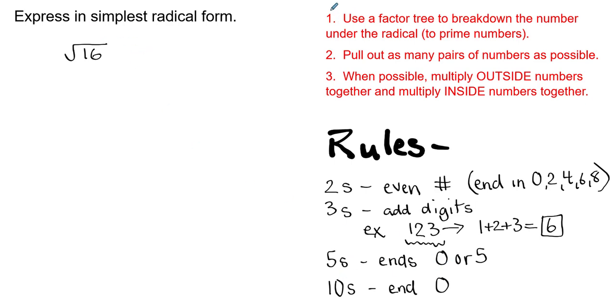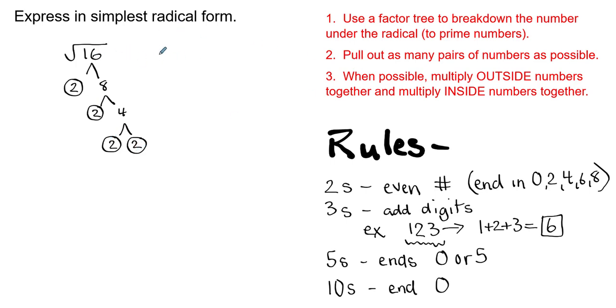So here's what we're going to do. We've got a 3-step process to solving the next 4 examples. Step 1, we're going to use a factor tree to break down the number under the radical. I always like, if it's even, dividing it by 2 to start off. Whenever I end up with a prime number, that one's not going to break down. 8 is going to break down as 2 and 4. I'm going to circle the 2. Then I'll break down that 4 as 2 and 2. So the number 16 completely breaks down to 2 times 2 times 2 times 2.